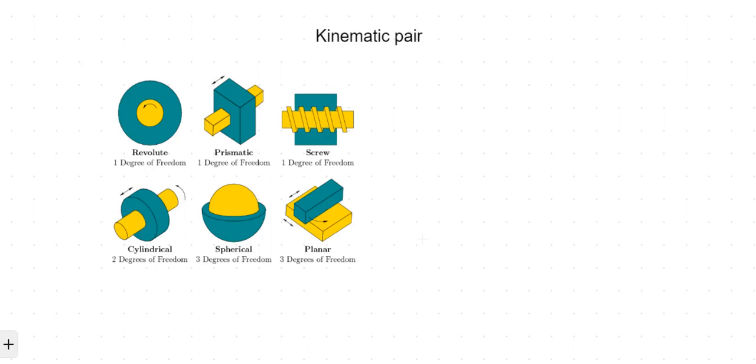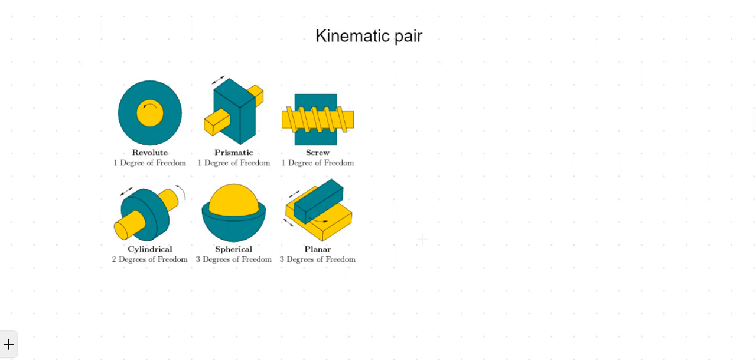A cylindrical pair can have 2 degrees of freedom. The inner rod can rotate on its own axis and can also move through the hole. So it has 2 degrees of freedom. A spherical pair can have 3 degrees of freedom, 3 rotational. In a planar pair, like your mobile kept on the table, there are 3 degrees of freedom, 2 translational and 1 rotational.